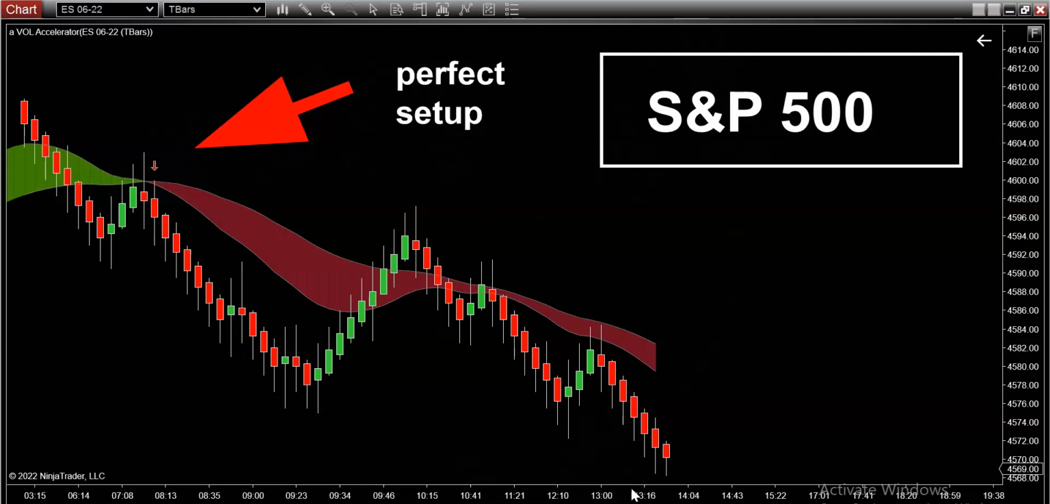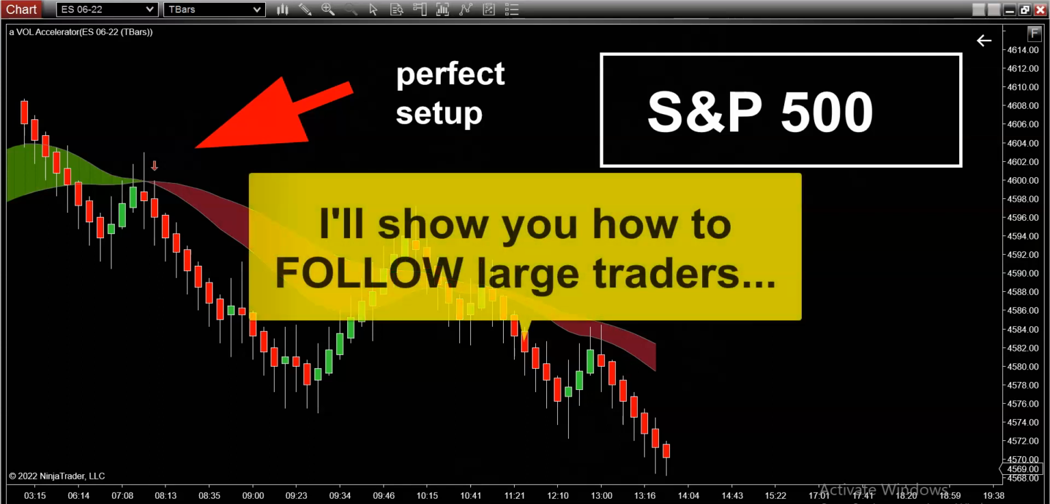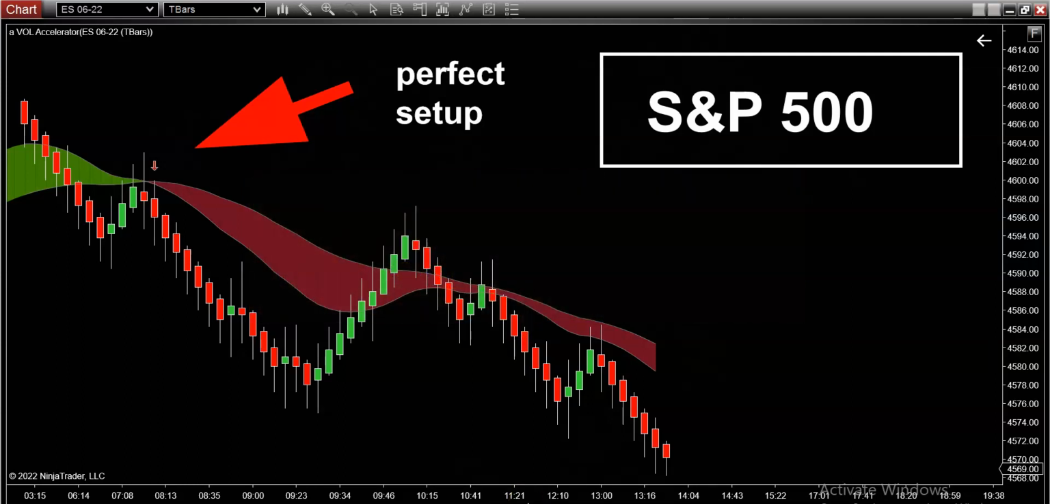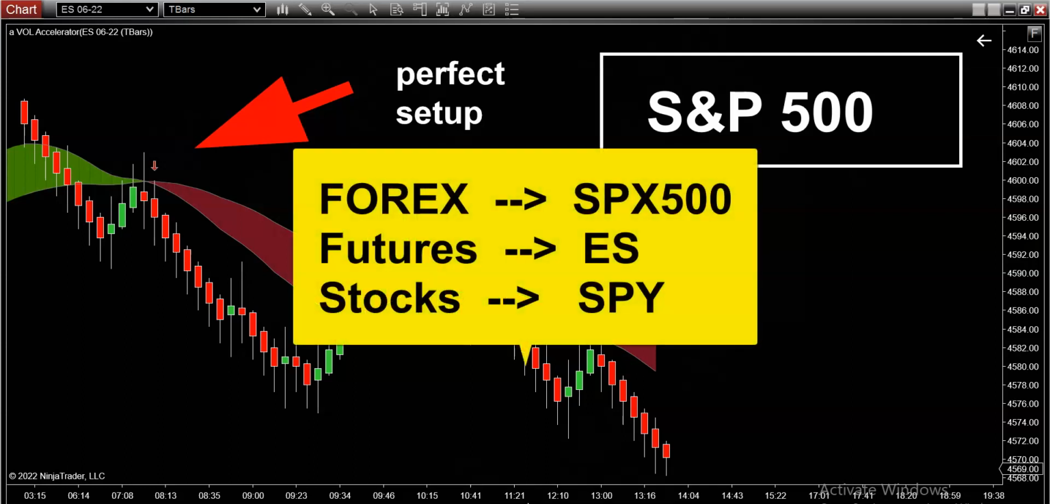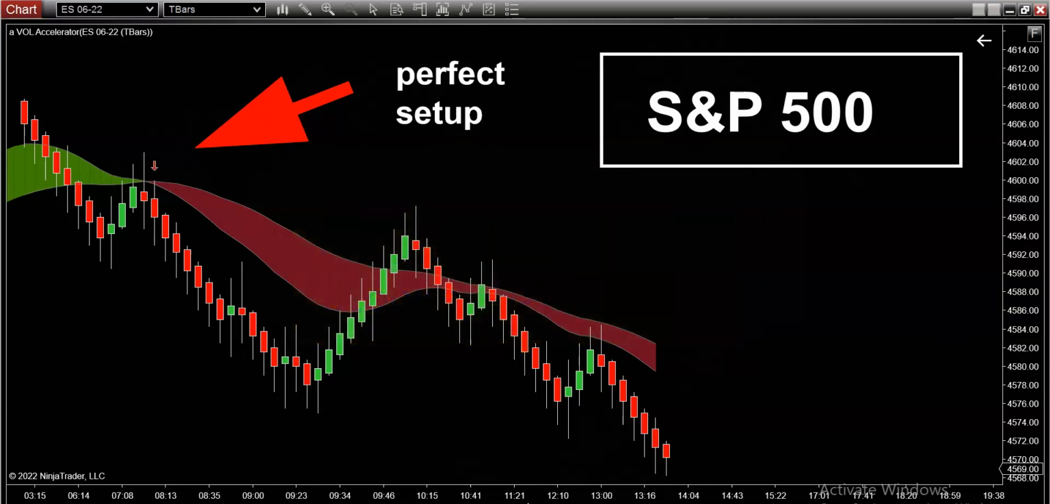There are a lot of large traders and institutional traders that trade the S&P 500, and you guys have heard me say this before. Our job as traders is to follow the big guys. We've got to follow the smart money and the large traders because those are the people that move the market, right? So when it comes to symbols, if you trade Forex, your symbol on this is SPX 500. If you trade futures, your symbol is ES. I love the ES. And of course, if you trade stocks and options, your symbol is SPY.